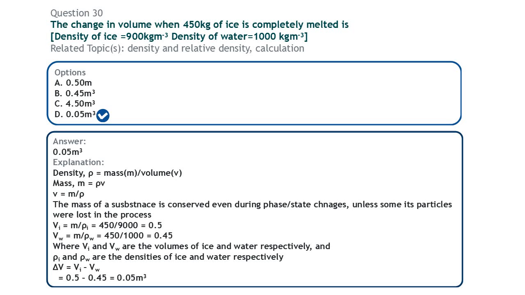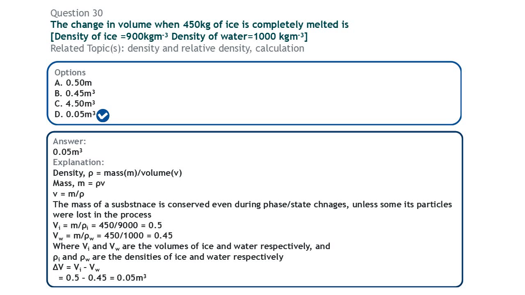The volume of the ice, Vi, is equal to mass over density. The mass of the ice is 450, as we have from the question, divided by its density, which is given here as 900. 450 divided by 900 is 0.5.